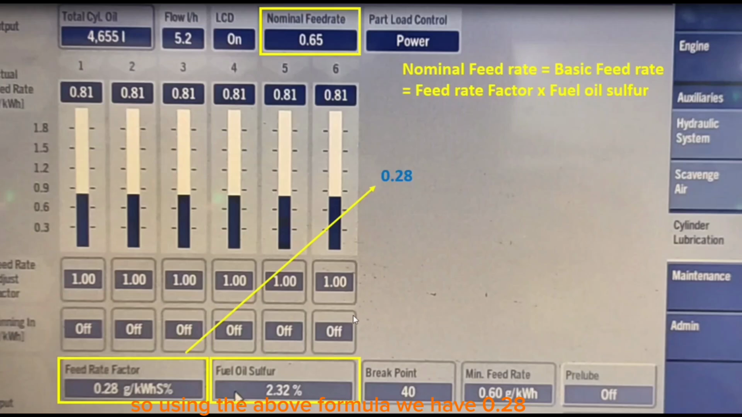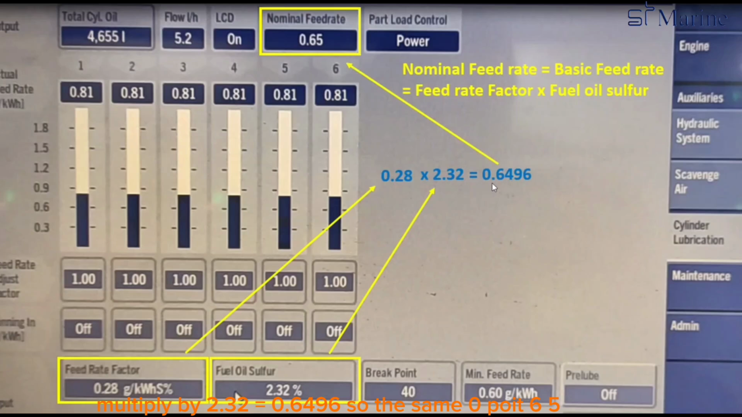So using the above formula, we have 0.28 multiplied by 2.32 equals 0.6496. So it's the same, 0.65, as the nominal feed rate indicated upside. As you see, the nominal feed rate depends on the fuel oil sulfur and the feed rate factor.